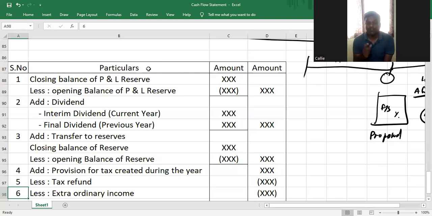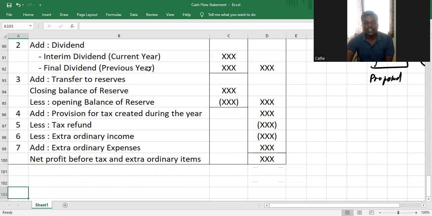Finding out the transfer to reserve amount is very simple. You take all the reserves other than the P&L reserve, you take the closing balance of the reserve and reduce the opening balance of the reserve, and you arrive at the amount transferred to the reserves. And then you add provision for tax created during the year. Remember, it is provision for tax created during the year. You have to find out the provision for tax created during the year and add that here. I have taught you how to do that using the working note in one of the videos, actually the second video of this playlist. The first of the working note videos, the second video in the playlist.